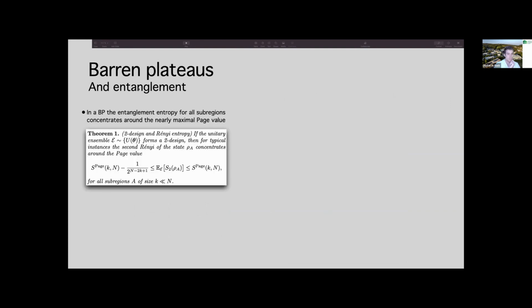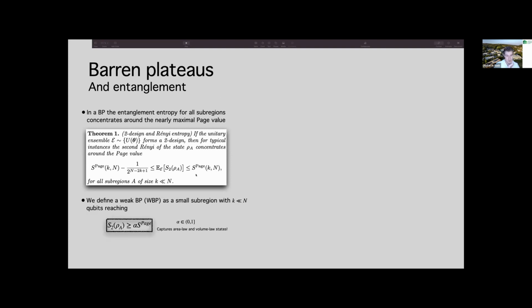In fact, you can analytically show and prove that if you have a 2-design, a 2-design and a Barren Plateau are basically equivalent. In a 2-design, all the subregions will reach Page entanglement entropy. So all subregion sizes that you check in a Barren Plateau will reach Page entanglement entropy.